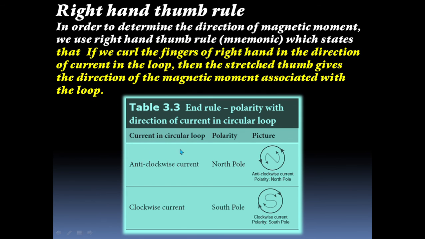Here is a table: the right hand rule, polarity with direction of current in a circular loop. If the current in the circular loop is anti-clockwise, the polarity is the north pole. This is a picture of anti-clockwise direction current. Then for clockwise direction current, the polarity is the south pole. So this picture shows clockwise direction current, polarity south pole.